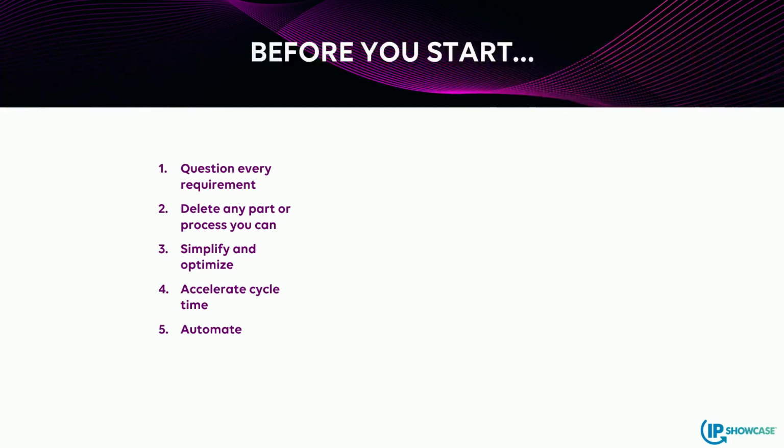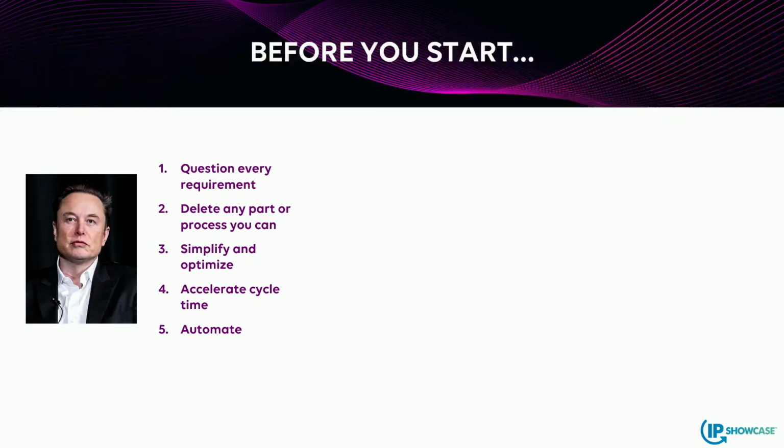Start with the simple things. Simplify, optimize, accelerate, then speed up, become agile, and only then automate. And you might have seen that before. That's not coming from us. That's what people call the Elon Musk algorithm. This is how he runs all his companies.